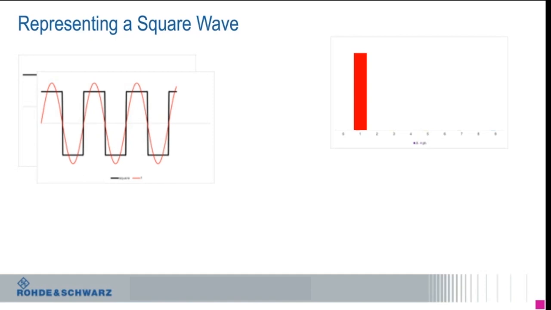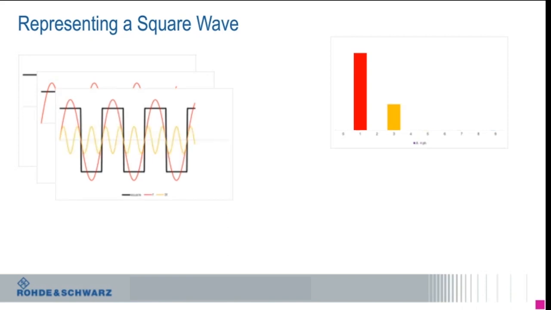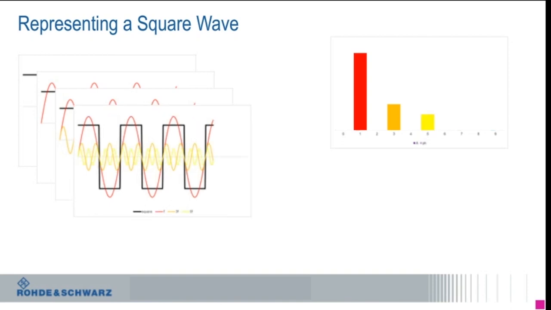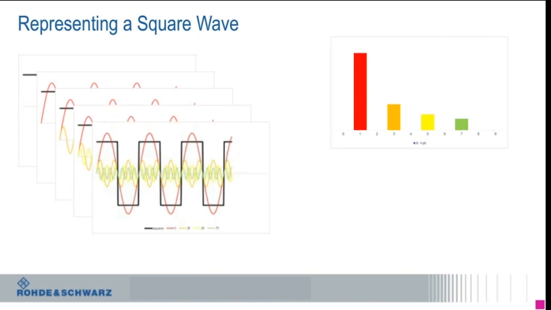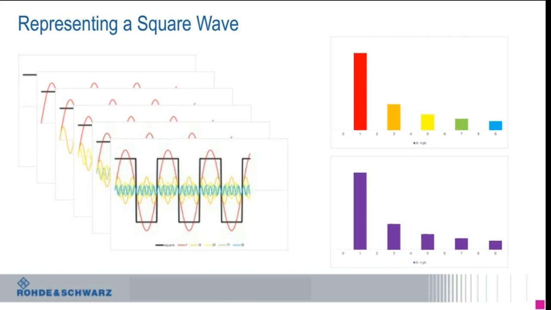So I take that first one, then I'm going to add the third harmonic, then I'm going to add the fifth harmonic, seventh harmonic, and it turns out when you do all that, that's how you make a square wave, right? I'm going to take all these odd harmonics, and the better square wave you want is going to require more and more of these. Typically, you won't see that many, particularly as you go up in high frequencies.